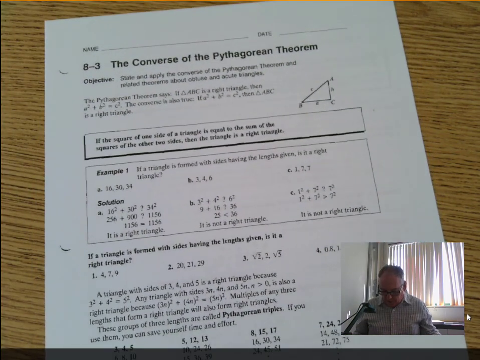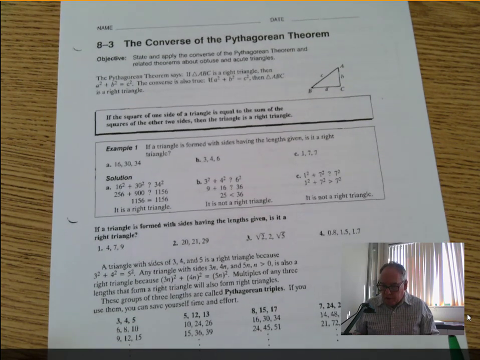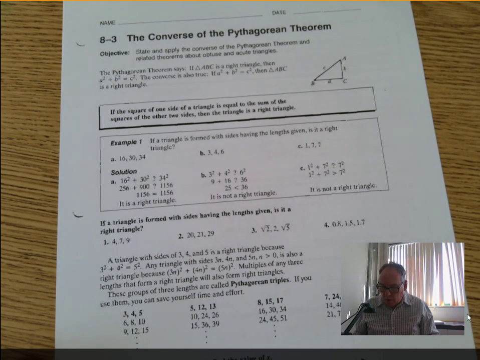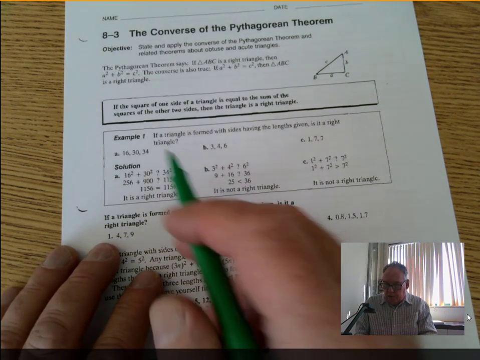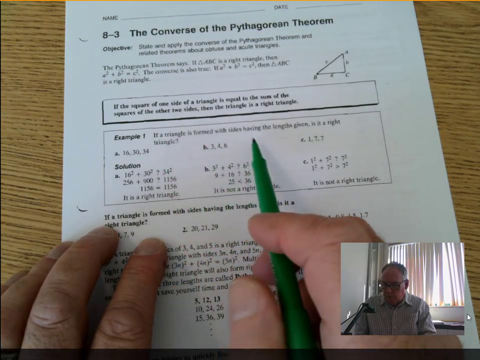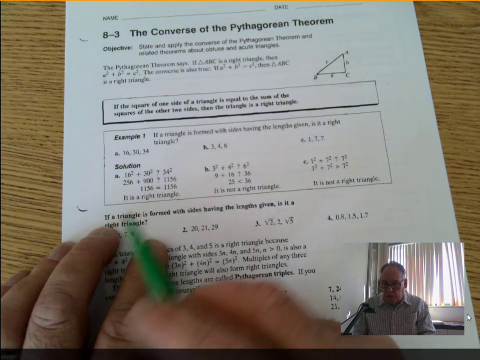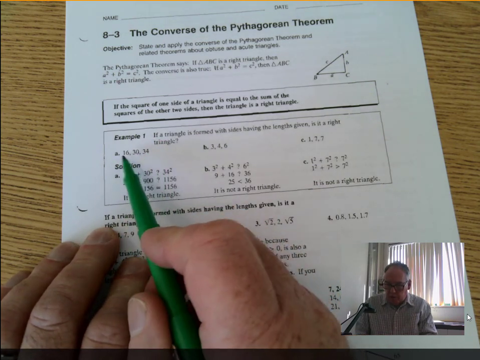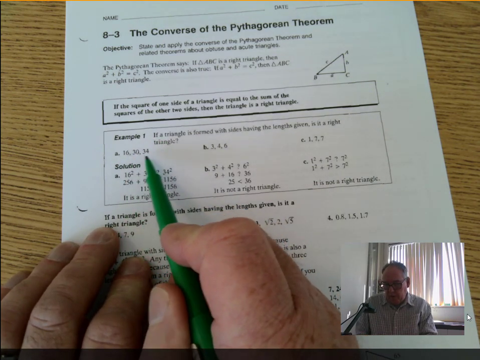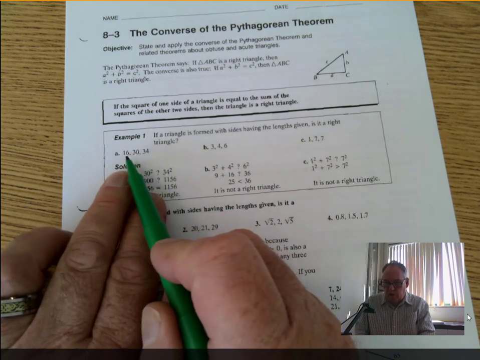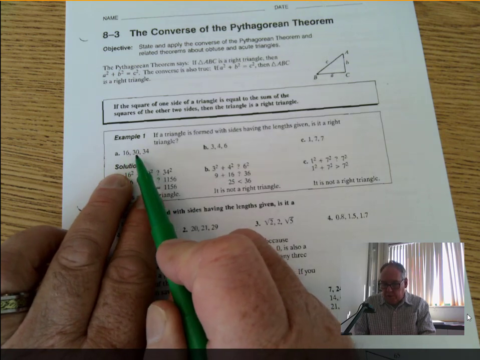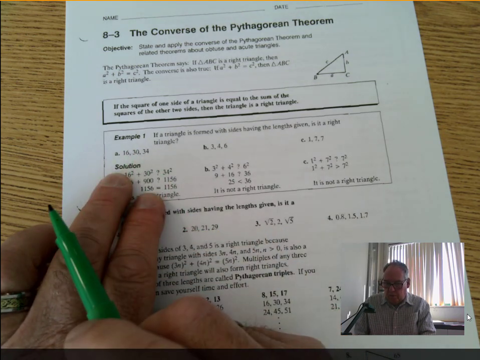This sheet comes, I think, from an honors geometry text, I think it's from the Jurgensen text. So let's see, Example 1. If a triangle is formed with side lengths having the lengths given, is it a right triangle? What you have to do is always look for the biggest number. That's going to be your C. So check: is 16 squared plus 30 squared equal to 34 squared?